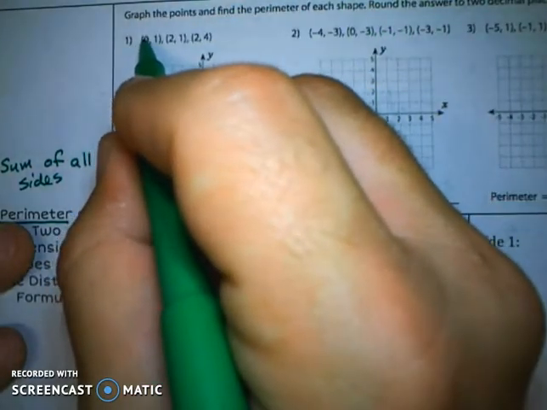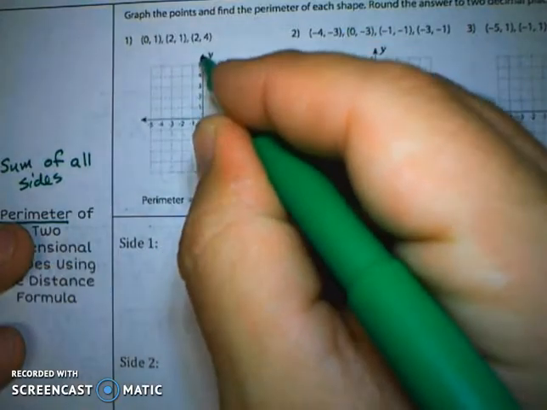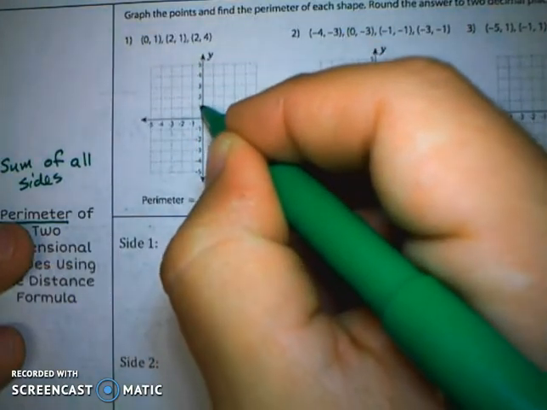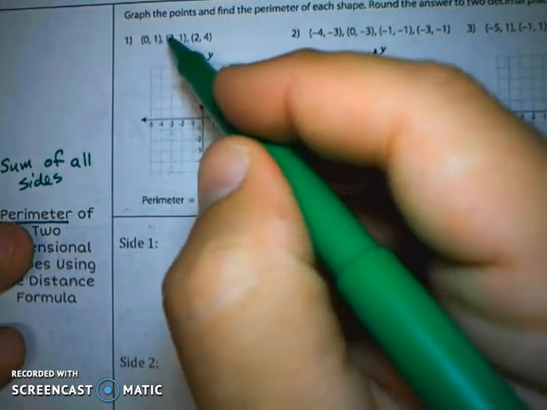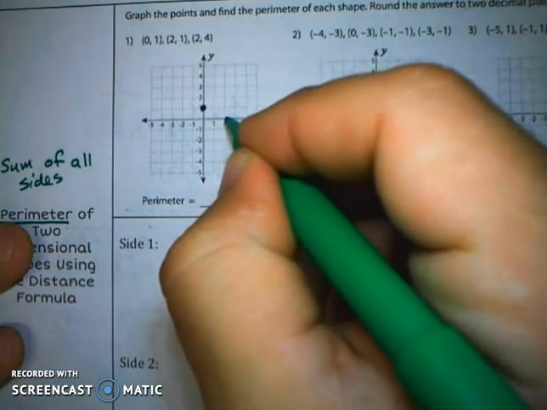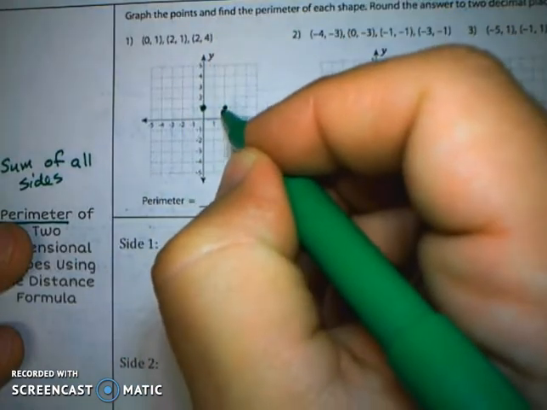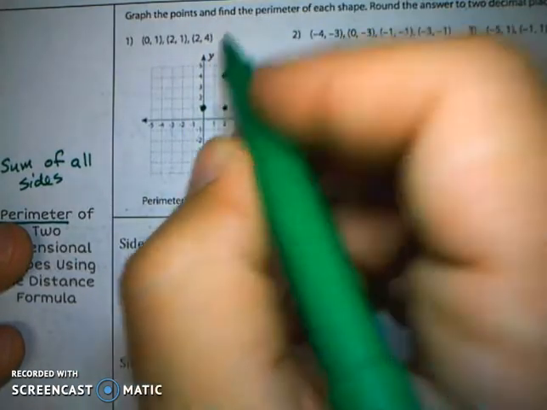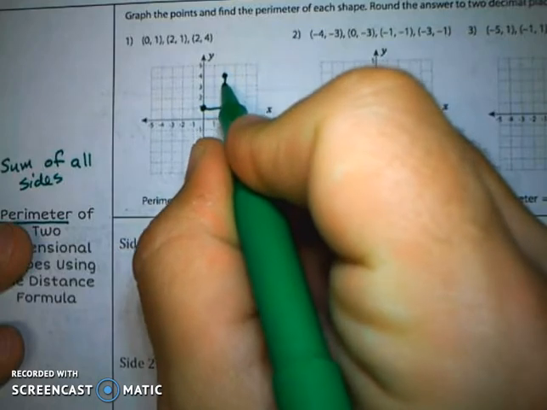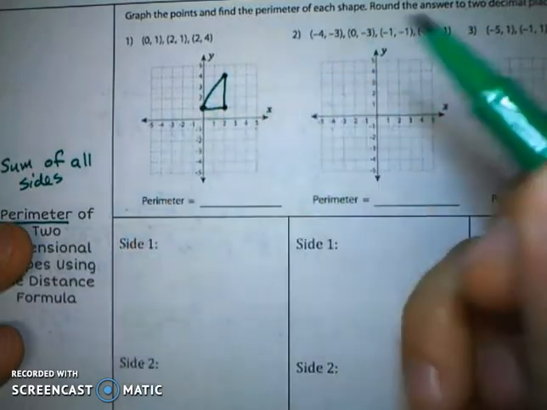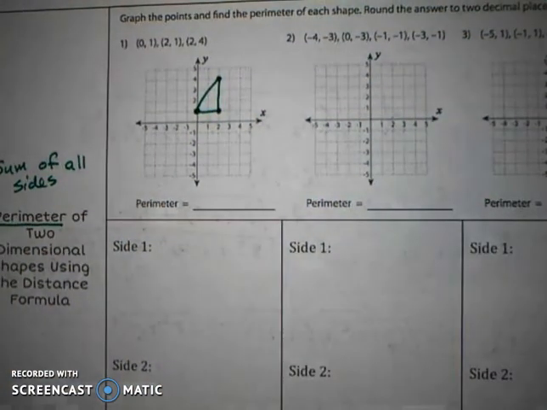So first of all, we're going to graph these points. Number 1, 0, 1. That 0 for the x-coordinate tells you stay on the y-axis, and then you go up 1 unit for y. And then 2, 1, we go over 2 and then up 1. And then 2, 4, we're going to go over 2 and then up 4. And so we get this triangle when I connect those dots. And so we want to find those 3 side lengths.